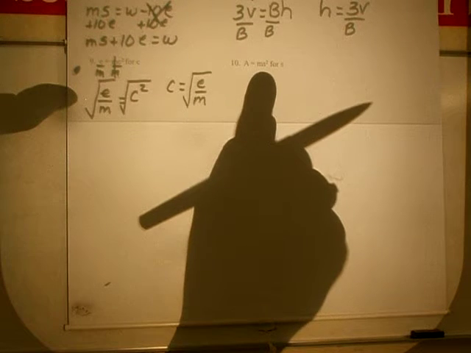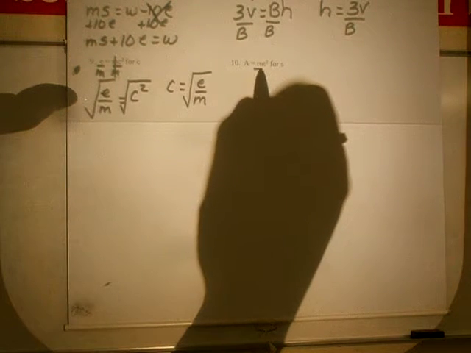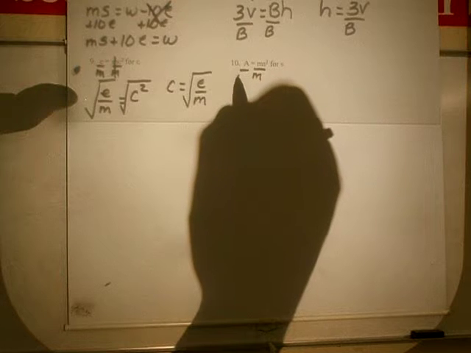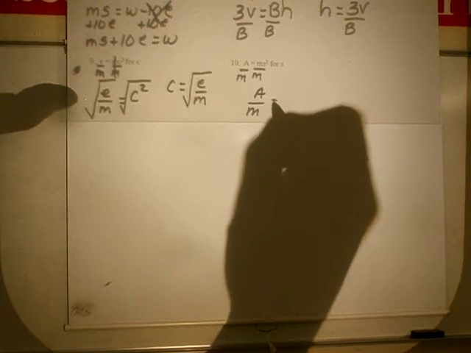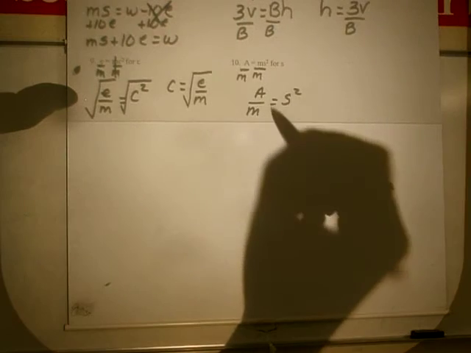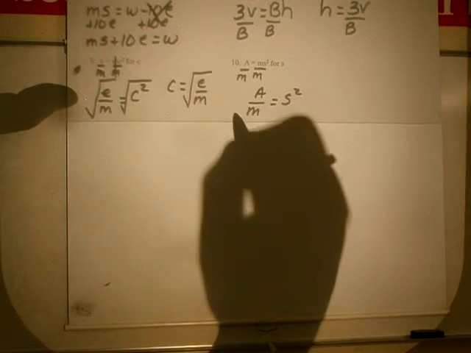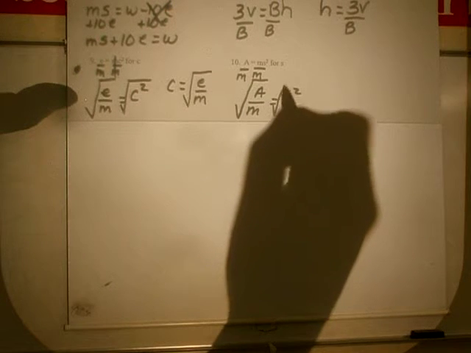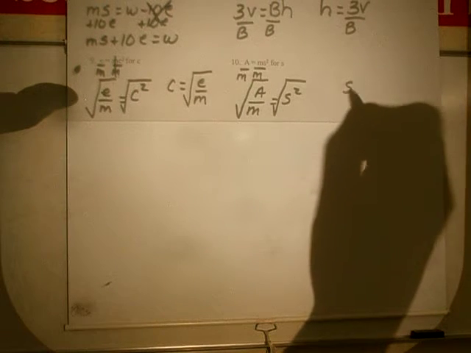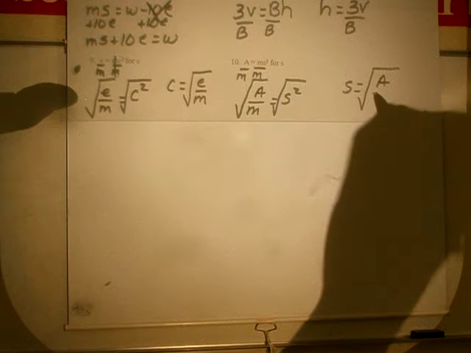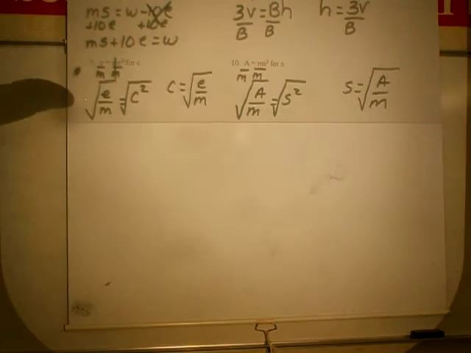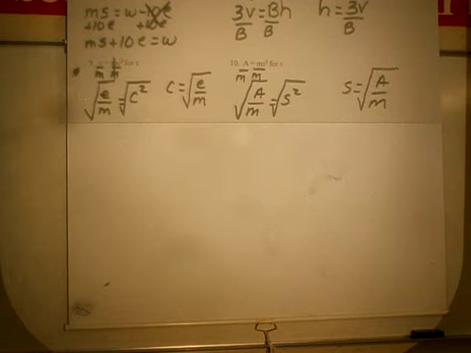Number 10, we're solving for S. First thing we need to do is get rid of the M. So we will divide both sides by M. To undo the squared, you will take the square root of both. And you can leave that as S equals the square root of A over M. Whew. And on the back side of that page, we only have 2 more questions.